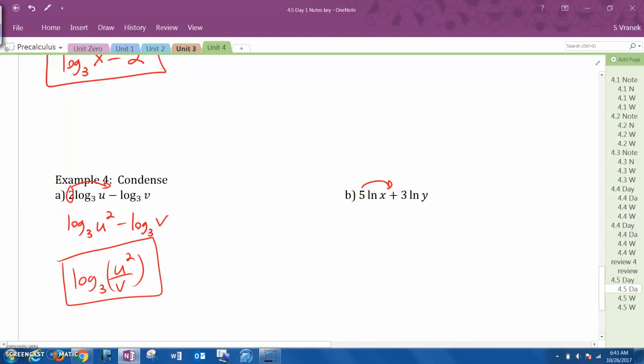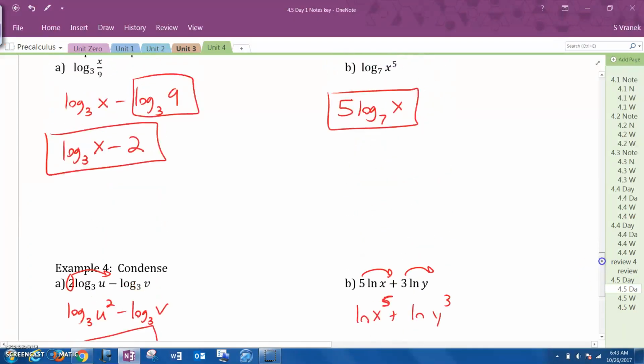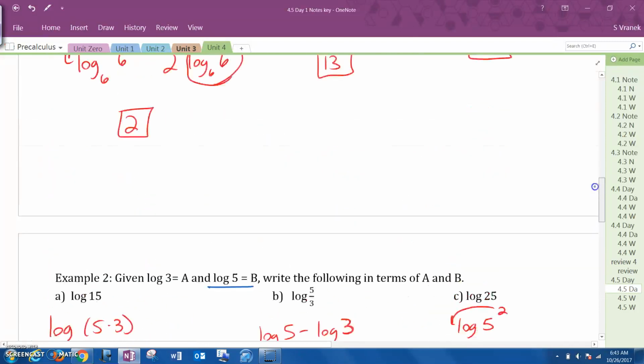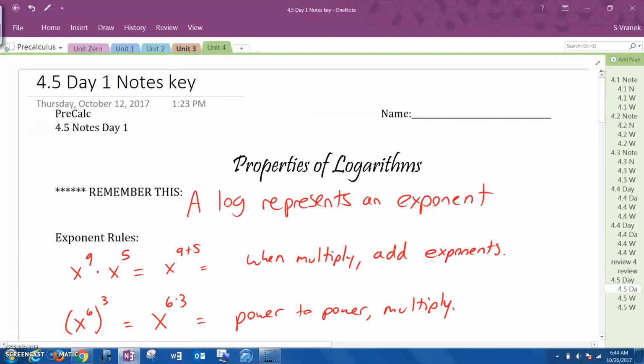Here again, I need to get these numbers up. So I get natural log of x to the 5th plus natural log of y to the 3rd. And now because there's a plus, that means we end up multiplying here. So we have natural log of x to the 5th and y cubed. And that's it. That's expanding and condensing. So that is the first day of log properties. Again, you have seen these before, but hopefully this was a nice reminder of how to do these. And I will see you again next time.